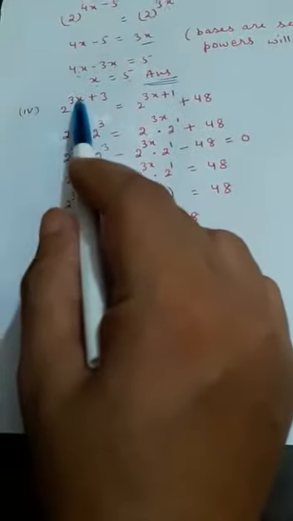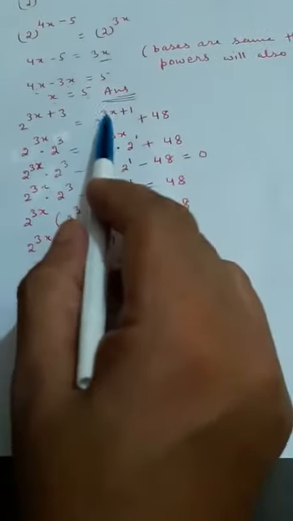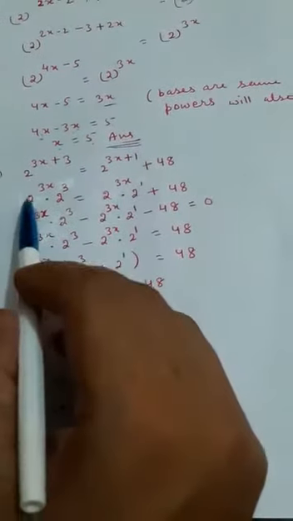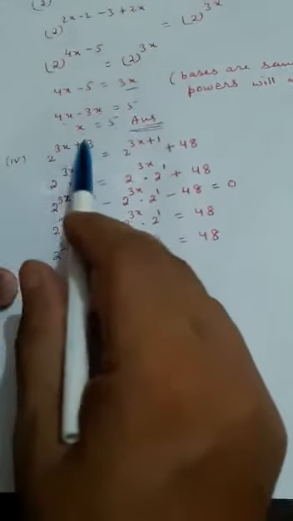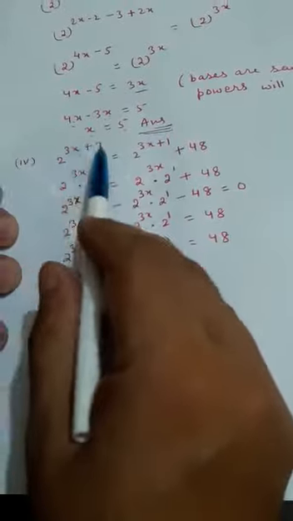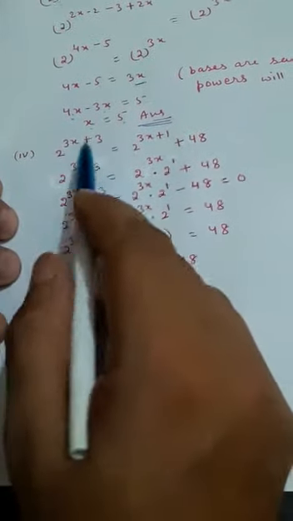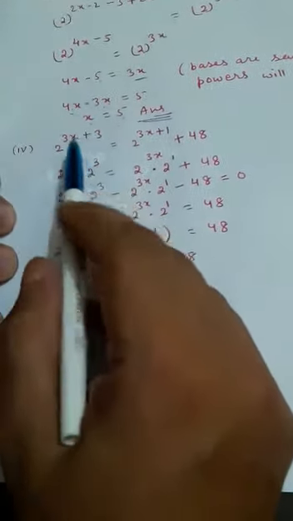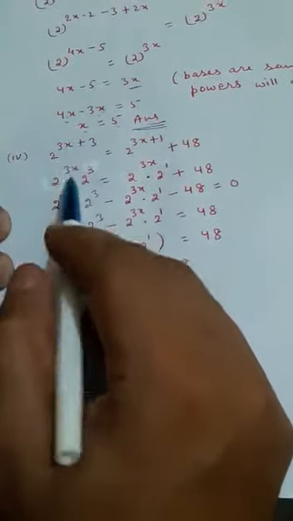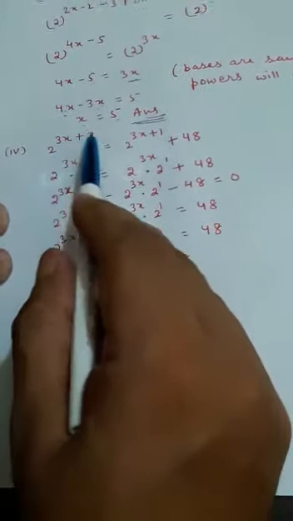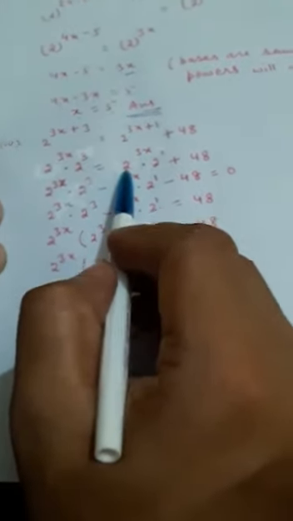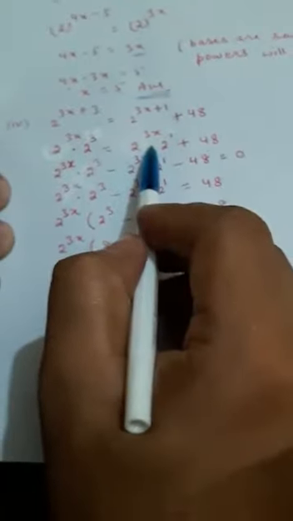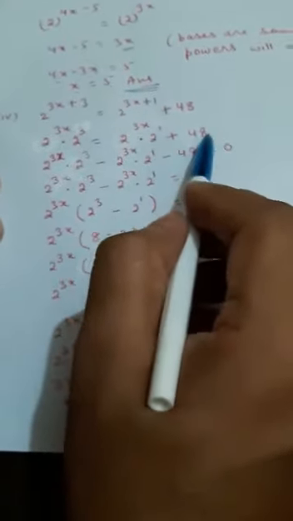Now we will see the next question, fourth part. 2 power 3x plus 3 equals 2 power 3x plus 1 plus 48. Let us see. Their powers are being added, when their bases are the same in case of multiplication. So we will write this like this: 2 power 3x, and for this 3 also, 2 power 3, is equal to, similarly we will write here also 2 power 3x into 2 power 1 plus 48.